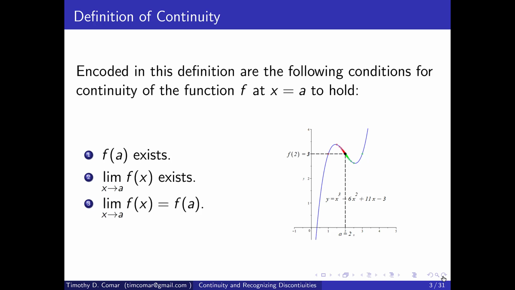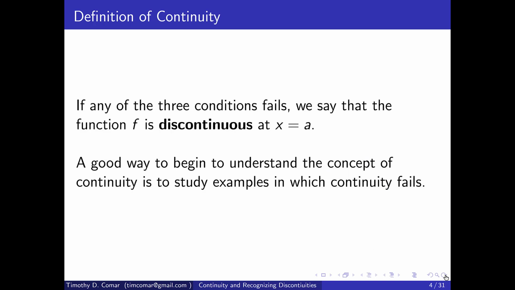To repeat what we had just said, encoded in that definition that we stated on the previous slide, there are 3 things that we need to pay attention to. First of all, the function value exists, the limit exists, and the limit and the function value are equal. If any of the 3 conditions fails, we say that the function f is discontinuous at x equals a.